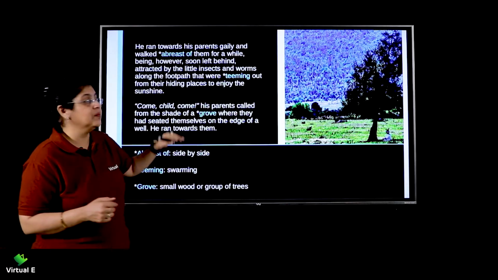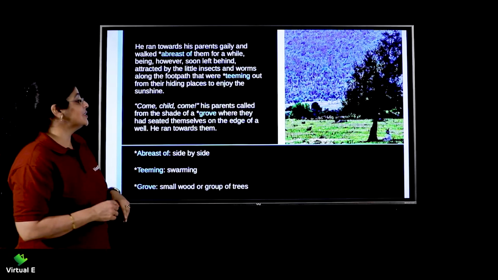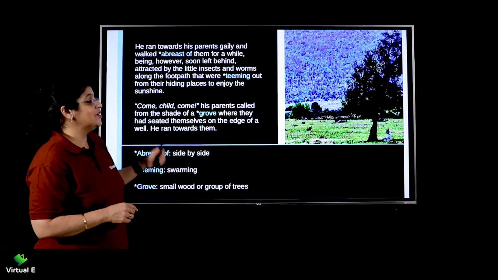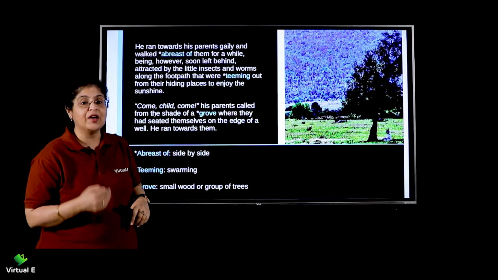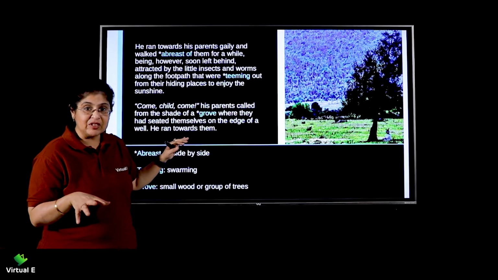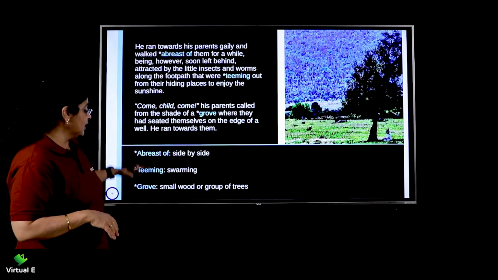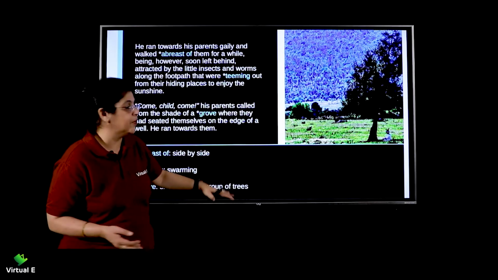"Come child, come," his parents called from the shade of a grove where they had seated themselves on the edge of a well. Now they were walking, so somewhere they had to take some rest. So now they let him play for some time. They saw and again they called him. Okay, let's go now. Grove is a small wood or a group of trees.